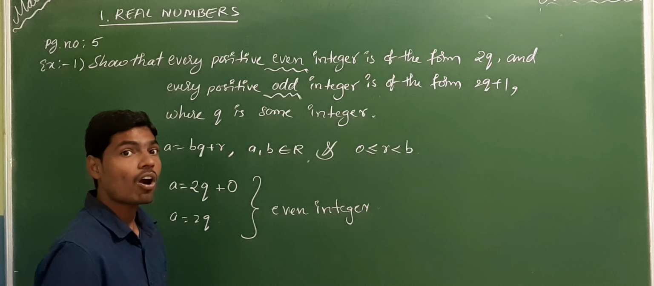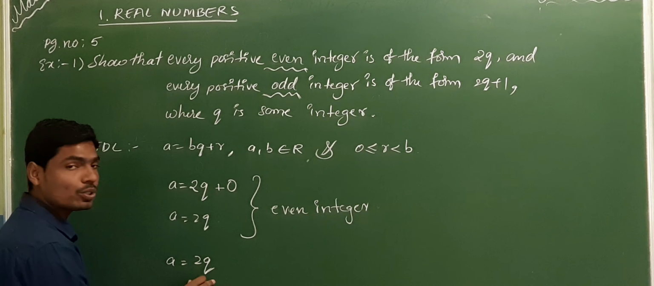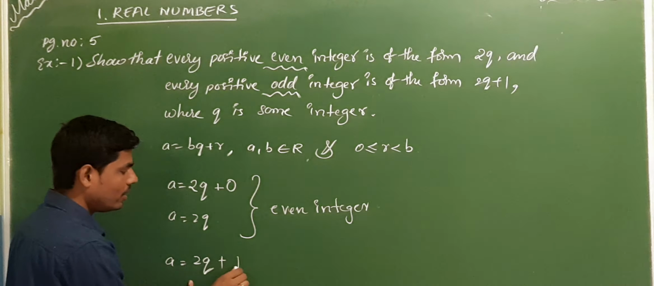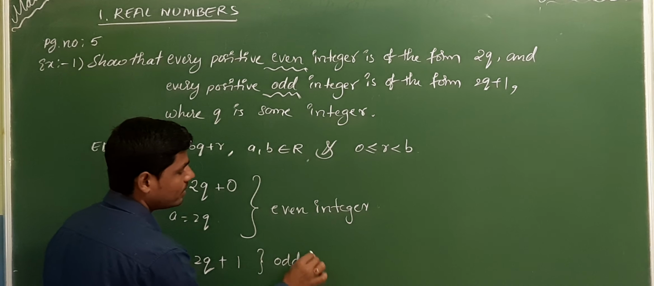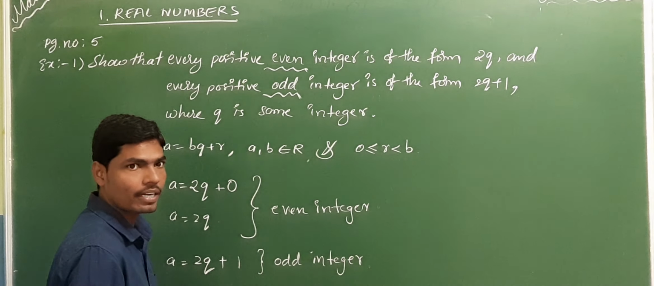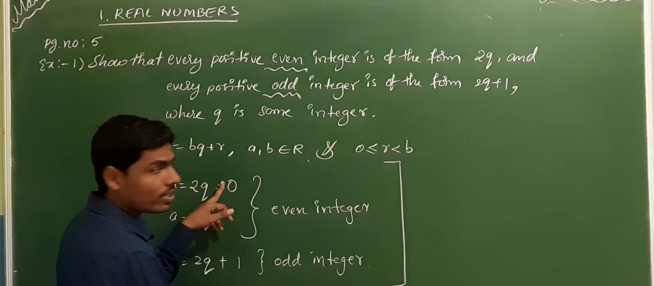Next, for odd, A is equal to... when you are dividing with 2, what remainder should you get? 1. If you get 1, that is an odd integer.